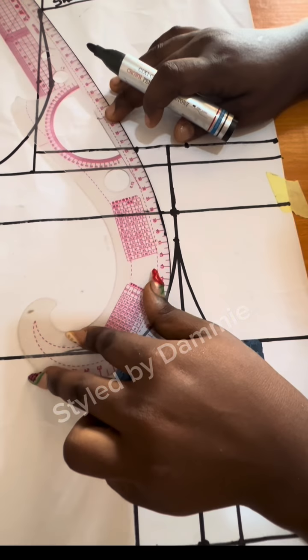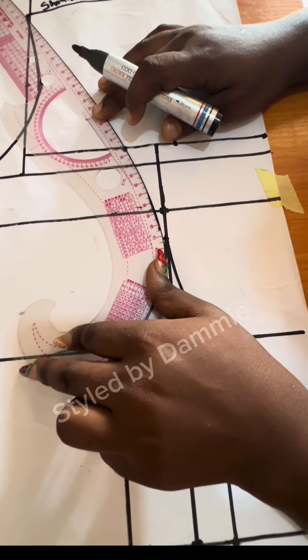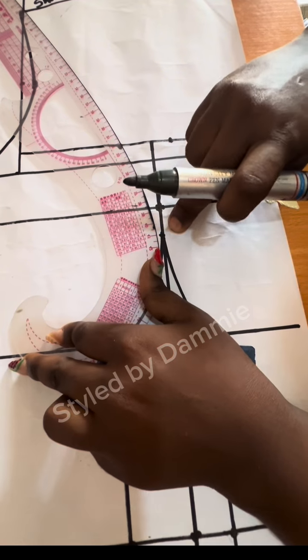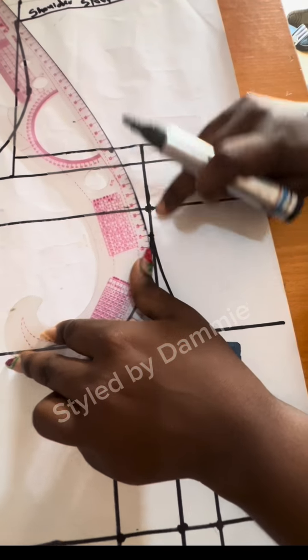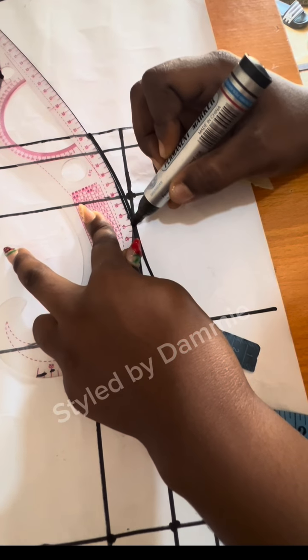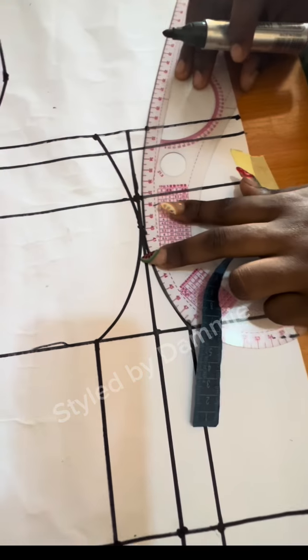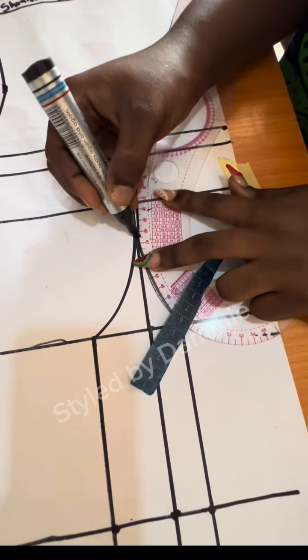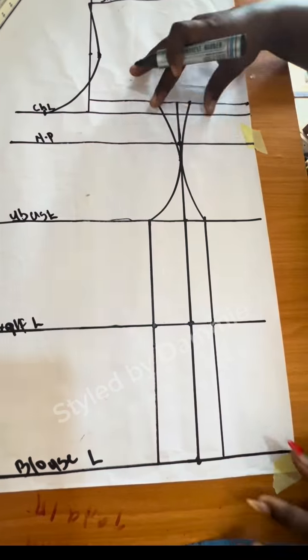When you are placing your curve, you should place it from this 1 inch that you took from your nipple point downward. You place it like this. Can you see? So this will be for our tube bustier.